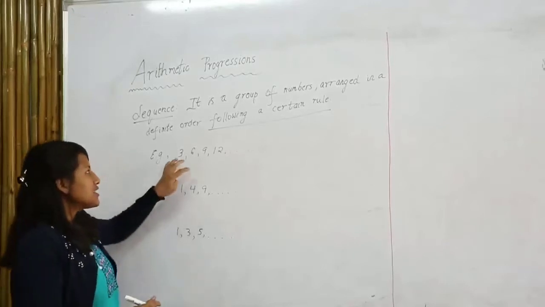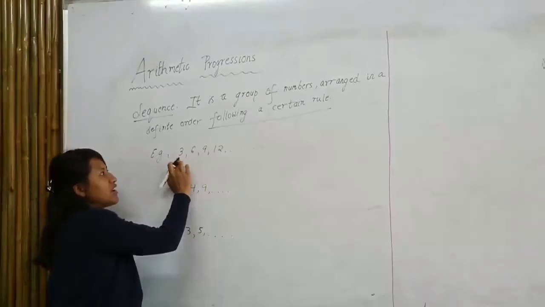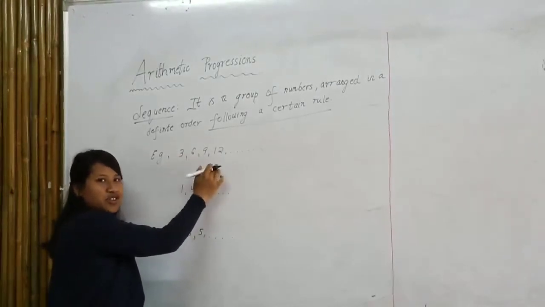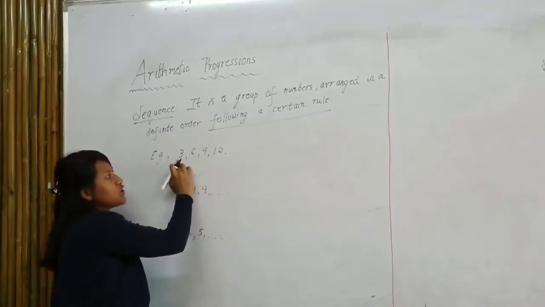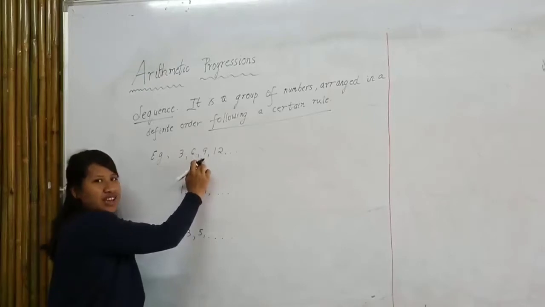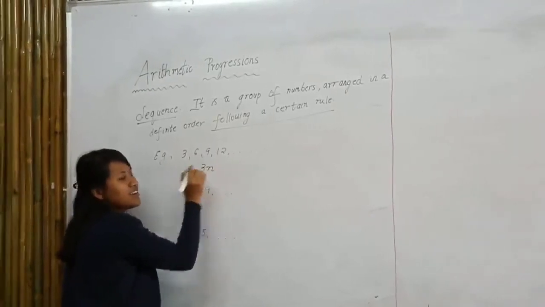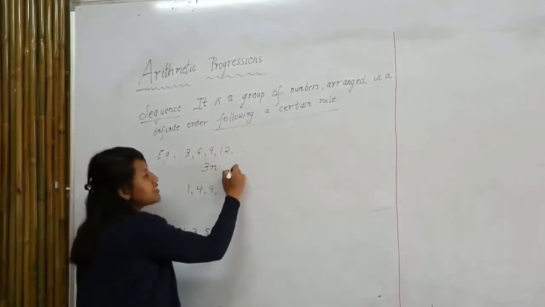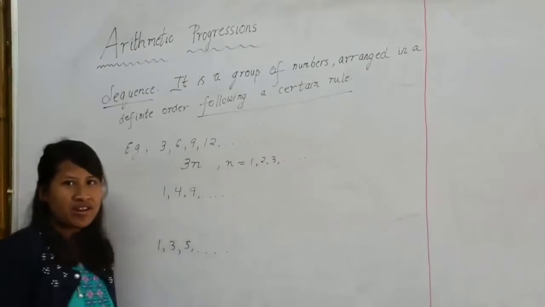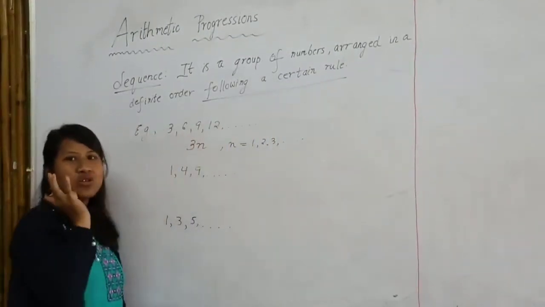Now if you check this one, 3, 6, 9, 12, it is the times table of 3, right? So how do you get it? 3 ones are 3, 3 twos are 6, 3 threes are 9, and so on. So what is this pattern? It is 3n, where n is 1, 2, 3, and so on. This is what we call the certain rule.